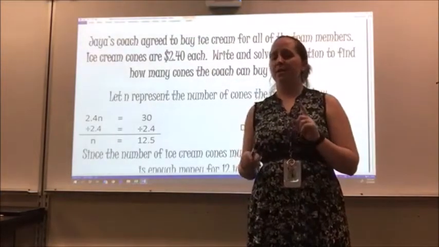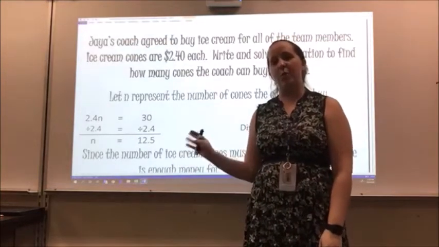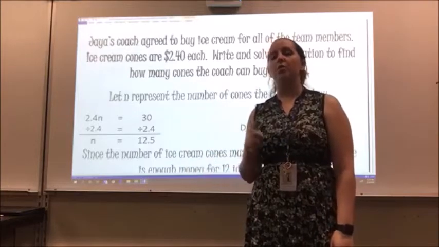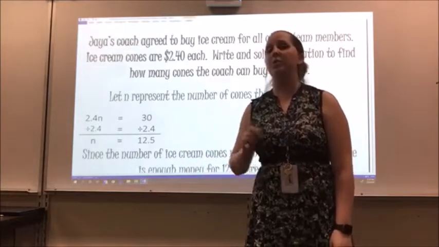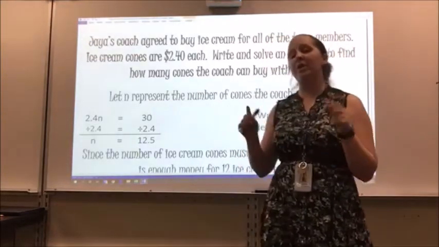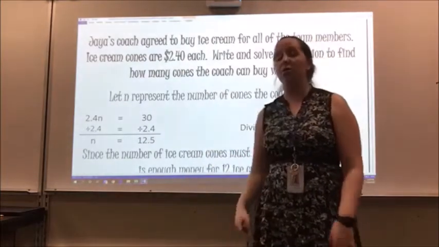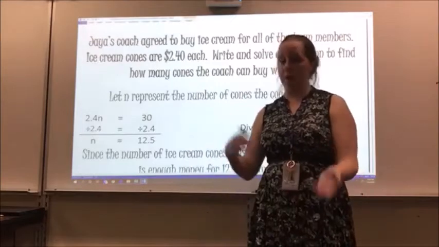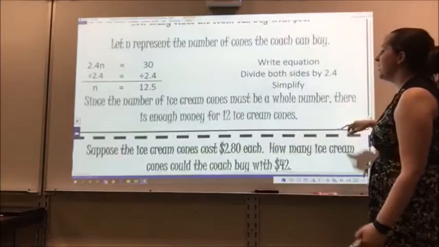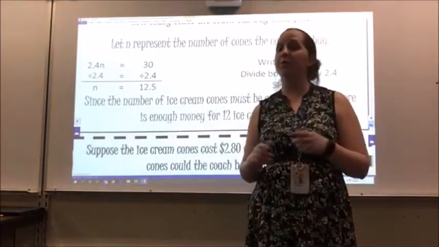Now, since we're buying ice cream cones, and I got a decimal in my answer, 12.5, can you buy half of an ice cream cone? No. You cannot buy half of an ice cream cone, so I cannot buy 13 of them. I can only buy 12 ice cream cones. So make sure that you're actually paying attention to the problem. If it's talking about ice cream cones, you can't buy half of one, so you have to round down. The number of ice cream cones must be a whole number. There's enough money for 12 ice cream cones. Hopefully there are no more than 12 girls on the team.